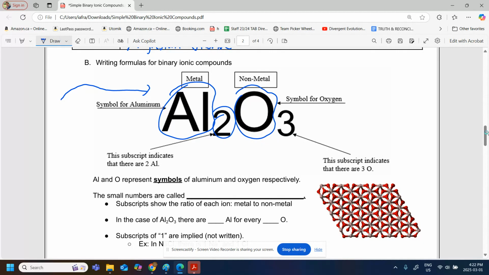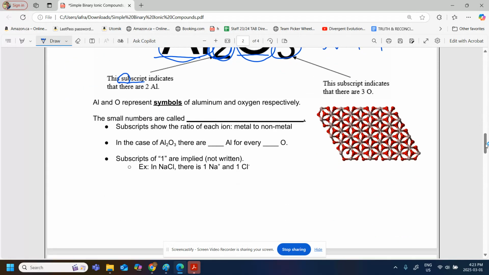The little numbers here are called the subscripts. Sub means small. So it's a small number that tells you how many of those ions there are. So here we have 2 aluminums, and here we have 3 oxygens. 3 oxygens, 2 aluminums. If there's no number, for example, in the case of NaCl, that means there's actually a 1 there, but you don't have to write it when there's a 1.